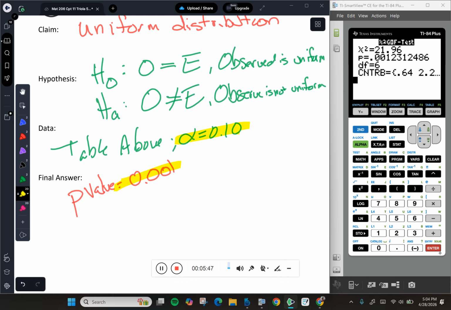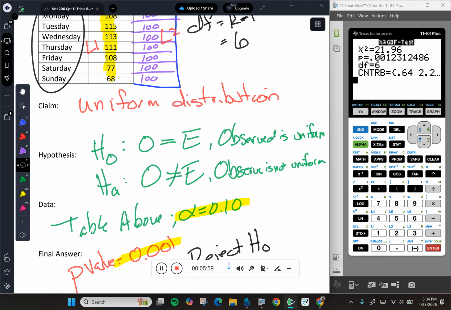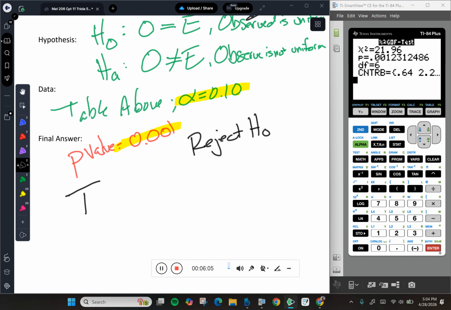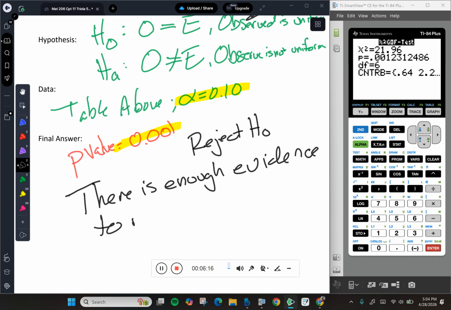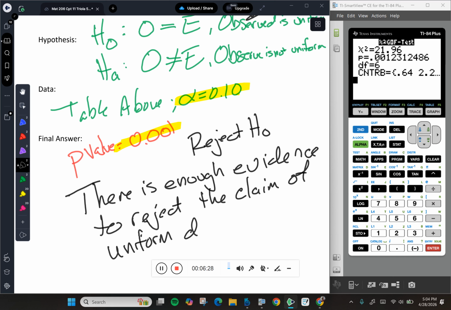P is way less than alpha. When p is less than alpha, we reject the null hypothesis. What was our claim? Oh, our claim was a uniform distribution, so our claim was the null. So that means that there is enough evidence to reject the claim of a uniform distribution.